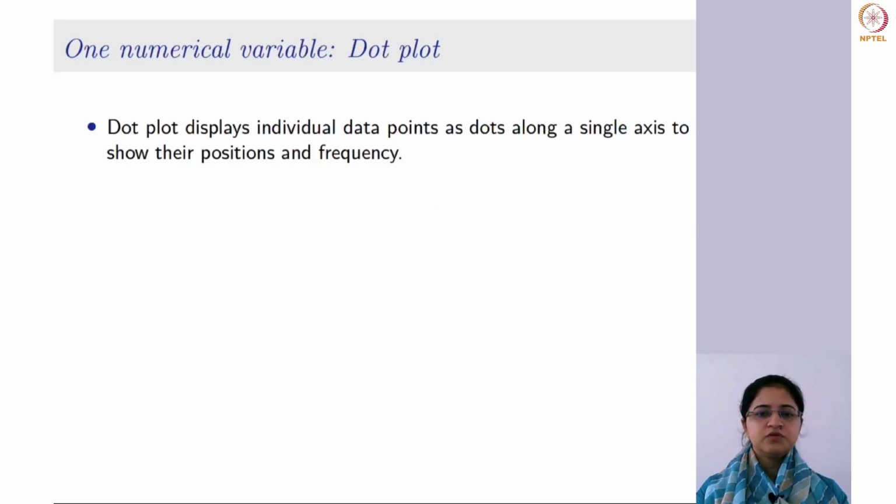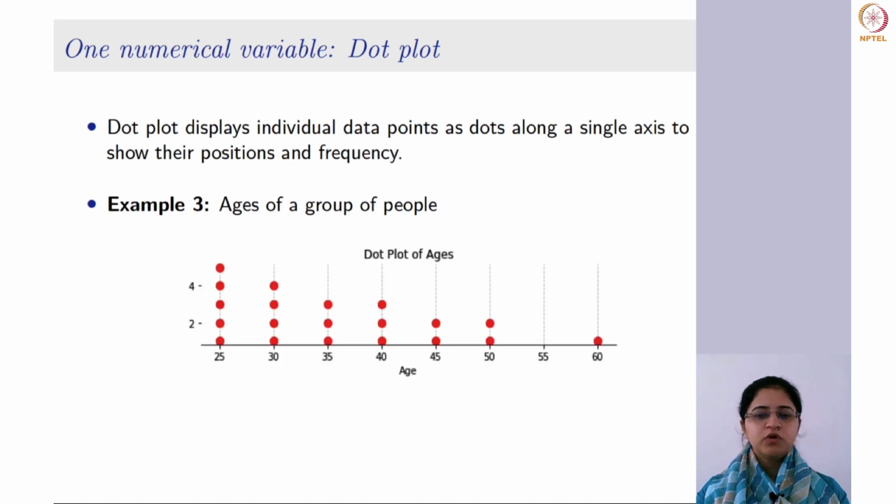So the first one in this category is your dot plot. A dot plot basically displays individual data points as dots along a single axis to show their positions and frequency. If you have ages of a group of people and you want to draw a dot plot, then on the x-axis you just mark the different ages, and the y-axis basically shows the counts, but you can often skip this part, you don't need it, because by just looking at the dots you can identify it.